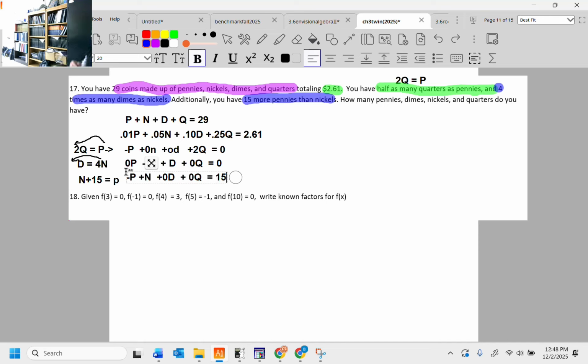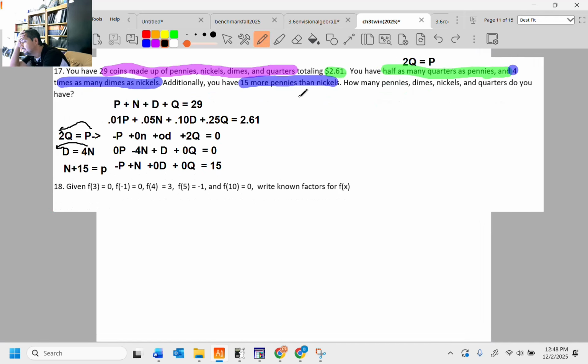Now, what I'm going to do with this is I'm going to create an augmented matrix. 1, 1, 1, 1, 29. 0.01. If you're honors, make sure you know how to write these equations. If you're not honors, I'll probably have them for you.